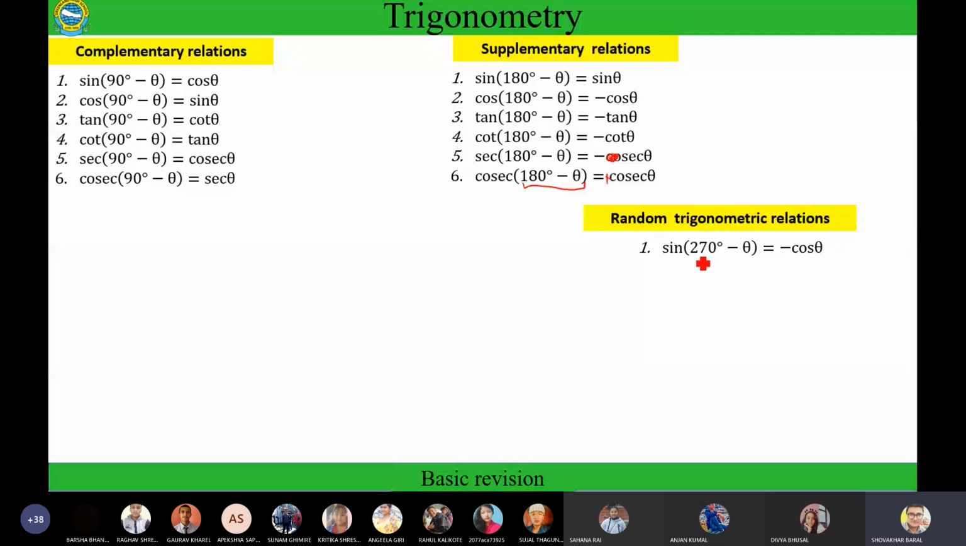270 हुँदाखेरि के हुनु भयो, 90 र 270 मा चेन्ज हुन्छ. 270 मा sin will be changed to cos, and this 270 minus theta is in third quadrant. In third quadrant sin is negative, so it is minus.